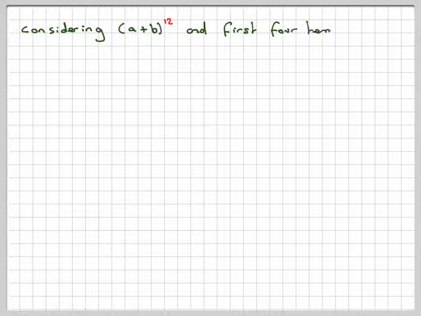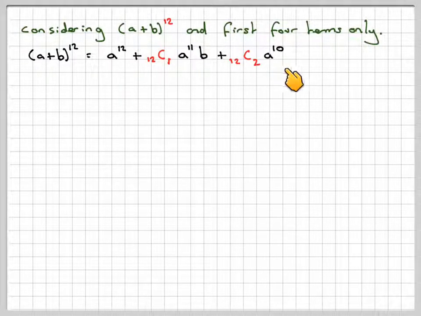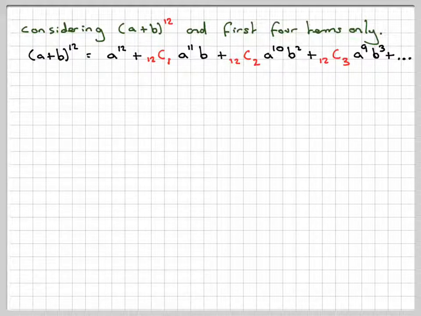So if we go back to our original problem, which was (a plus b) to the 12 and the first 4 terms only. So n is 12, so that will be a to the 12 plus 12C1 a to the 11, b to the 1, same number as here, plus 12C2 a to the 10 b squared, notice this number is the same here, plus 12C3 a to the 9 b cubed. And we stop there because we only want the first 4 terms. The 3 dots indicate that it carries on. We just need to work these all out on our calculator.